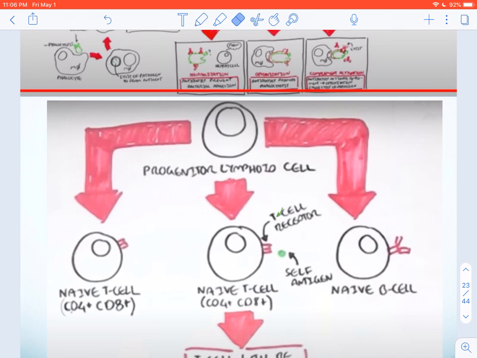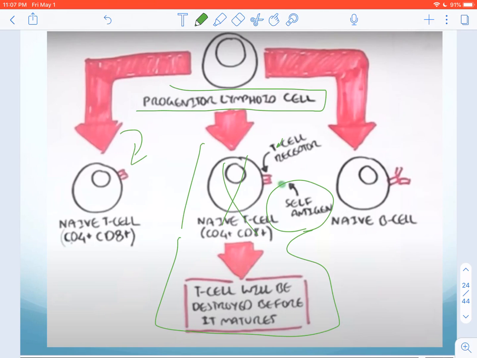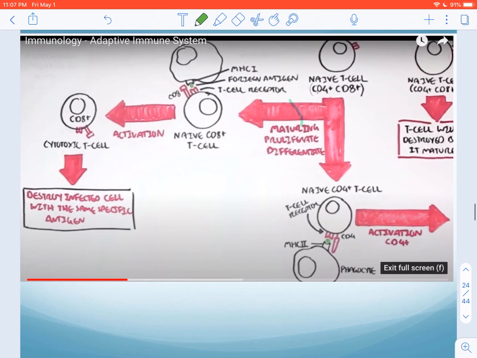Remember, all of these cells come from the same stem cell. This is in the lymph system, so these are the lymph cells. We've talked about this. If these cells, be they T or B cells, react to a self-antigen, then they're killed. If not, then they're allowed to survive, both the B and the T cells. T cells have T cell receptors, and B cells have antigen receptors.